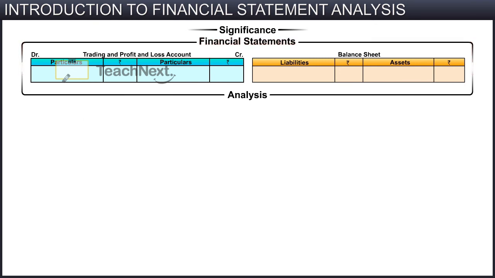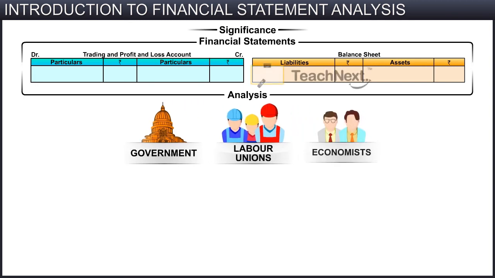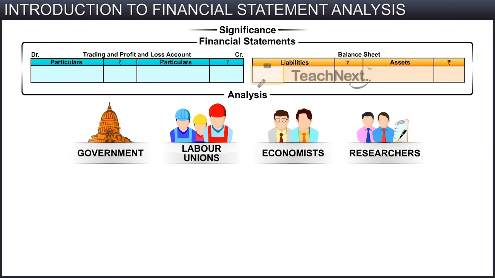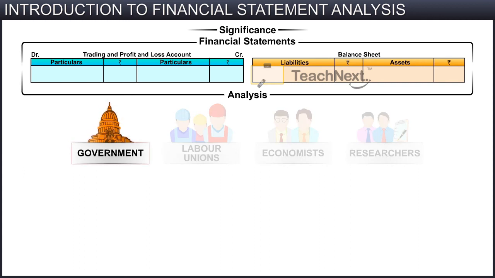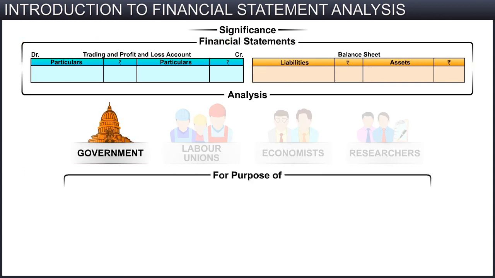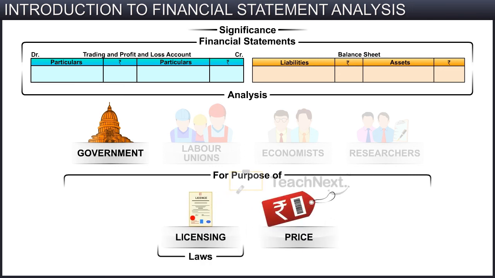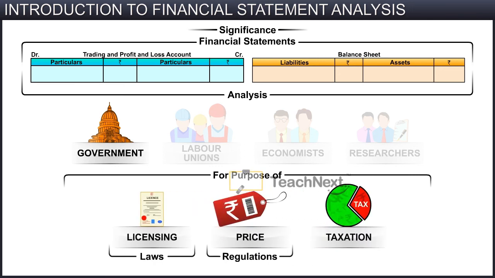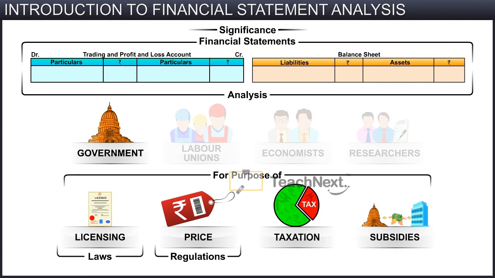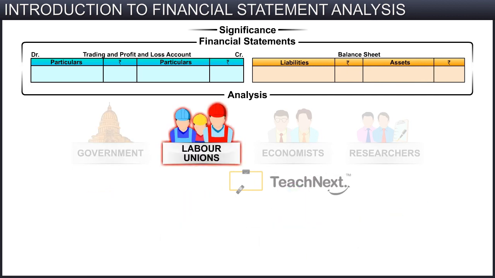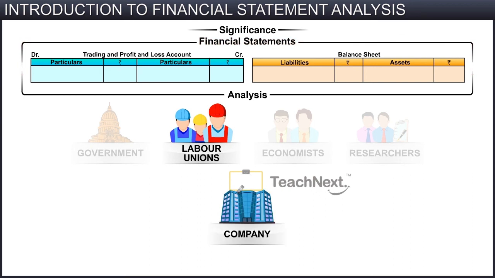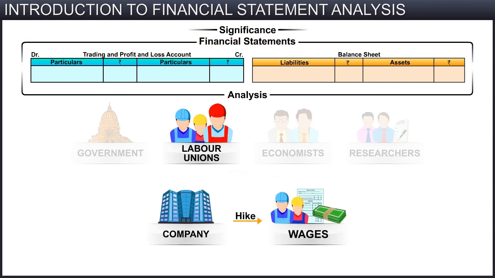Furthermore, financial analysis is significantly important to others like the government, labor unions, economists and researchers. For instance, the government analyzes the financial statements of the corporate sector for the purpose of deciding on licensing laws, price regulations, taxation, subsidies, and more. The labor unions analyze the financial statements to see whether the company can afford to hike wages.